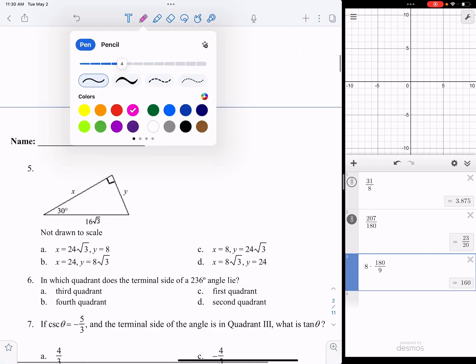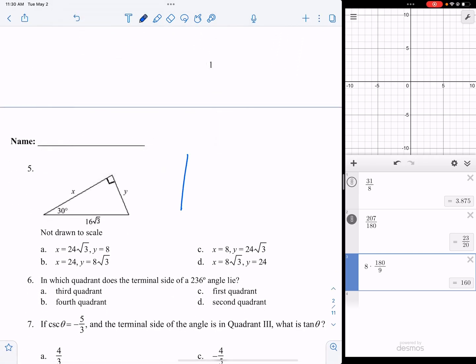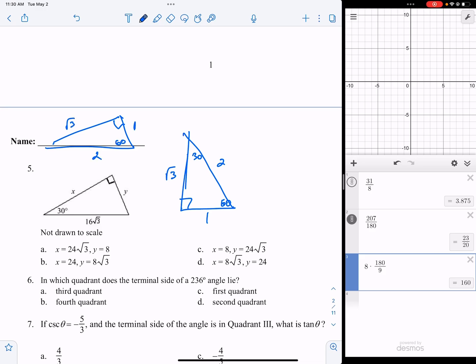Now, in a 30-60-90, let me sketch that. 30, 60, 90. The short side is 1. The middle side is root 3. The hypotenuse is 2. So if I sketch this in the same orientation, so it looks the same, this is 1. This is root 3 because it's across from the 60. This is 2. So I have 16 root 3 and 2.